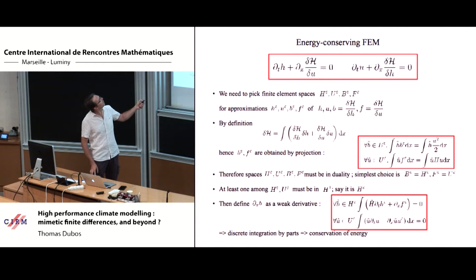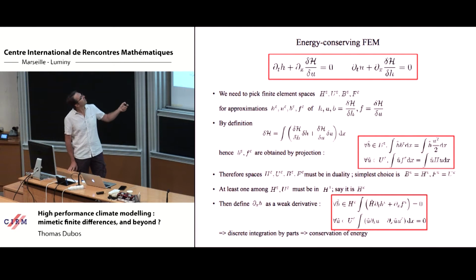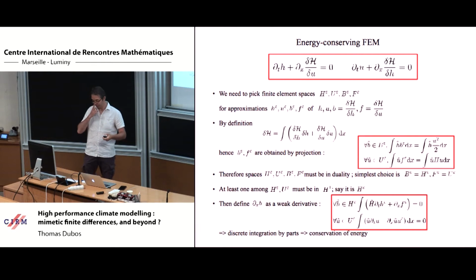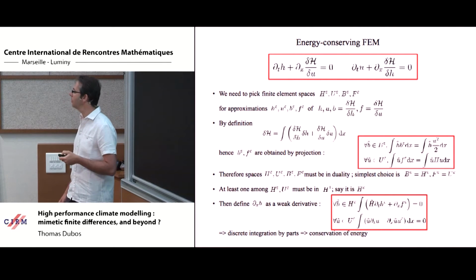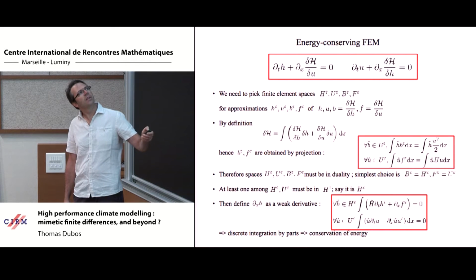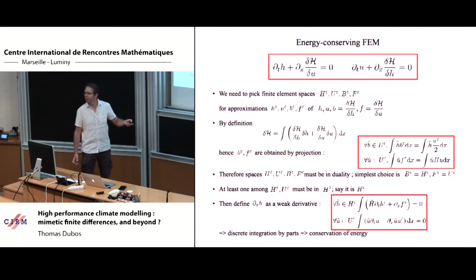So first, of course, in the finite element method, you start with picking spaces. In the most general setting, we have 4 kinds of quantities: the time evolving variables h and u, and the functional derivatives, of which we take the gradient. So we have potentially 4 spaces. And if you look at the definition of the functional derivatives from energy, this tells you that these should be obtained by projection.